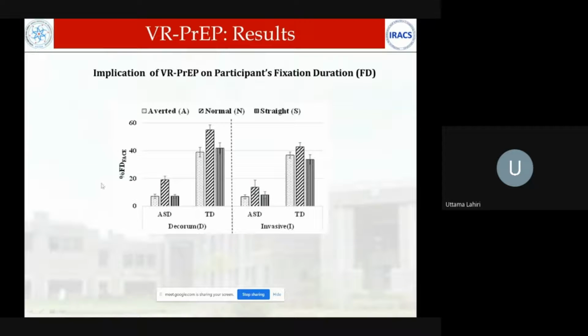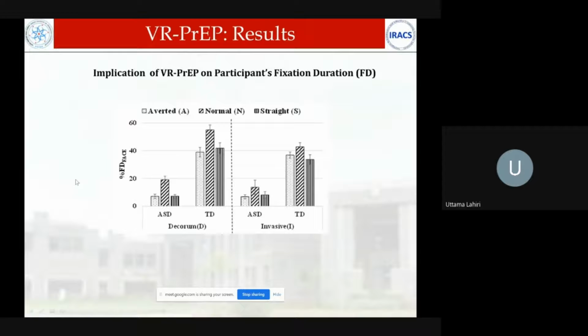Also, we wanted to see whether the children are able to do well. Are they looking more towards the face? Because that is what is important. In a social task, it's not how well we perform, but whether we are really looking towards the face of the avatar, then only we will understand the emotional expressions of the avatar.